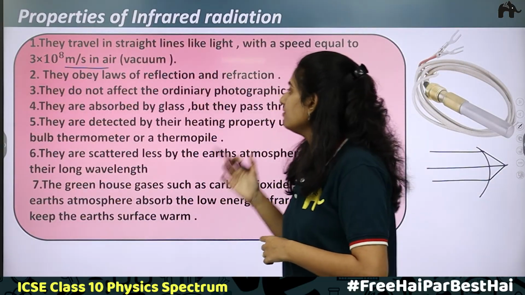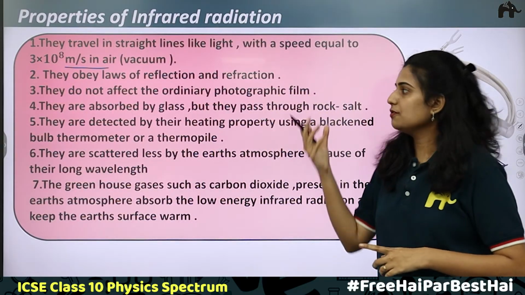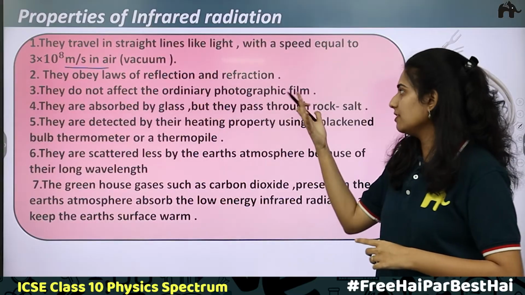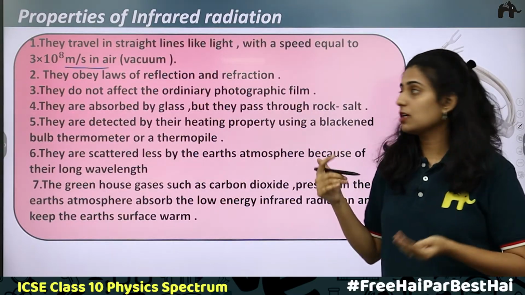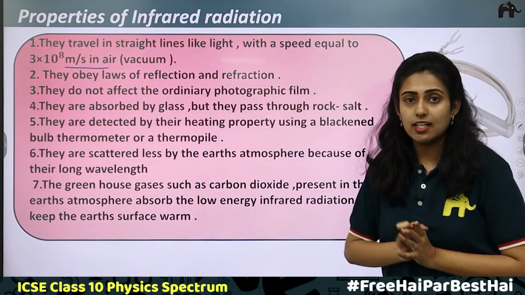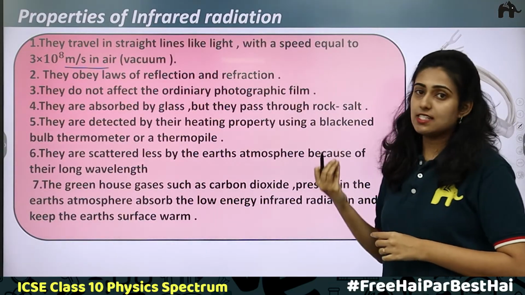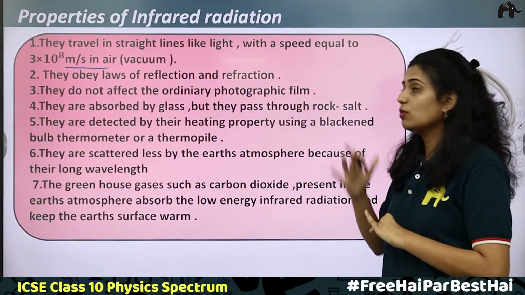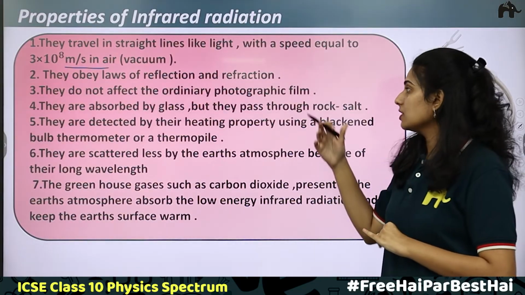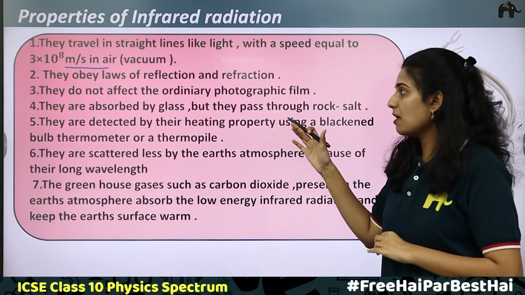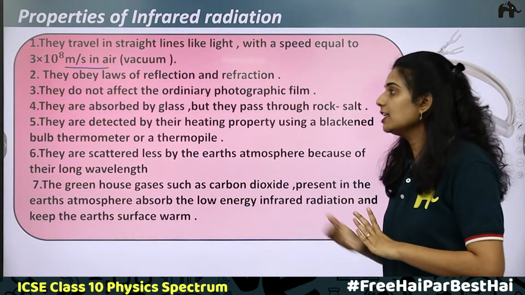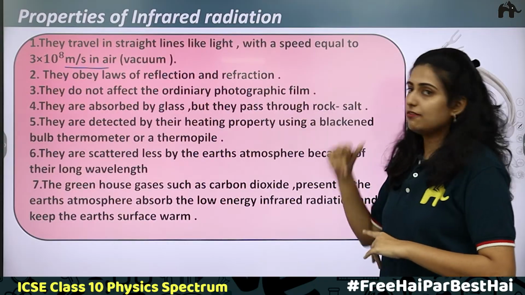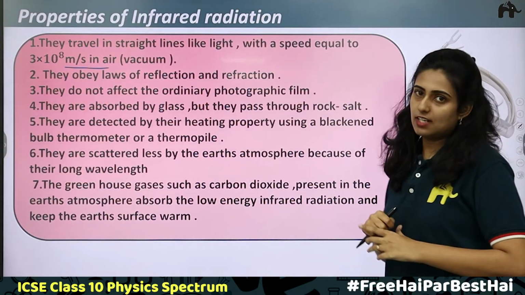Next, they do not affect the ordinary photographic films. So, if you are using specially treated photographic films, it will be affected. That is the photographic films, we have spoken about it in the radiations. They contain halides, that is silver halides like silver bromide and all. Okay, so these radiations are not that powerful to affect the ordinary photographic film, but specially treated photographic films will be affected by the infrared radiations.